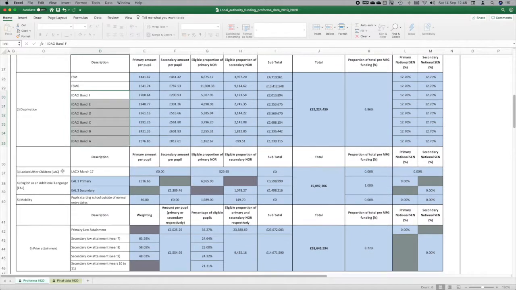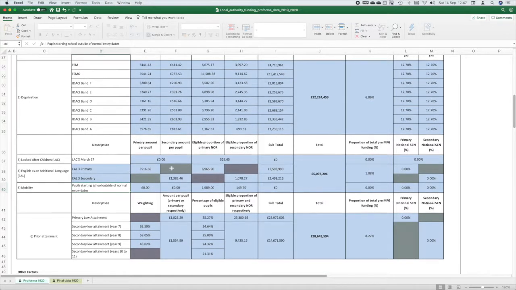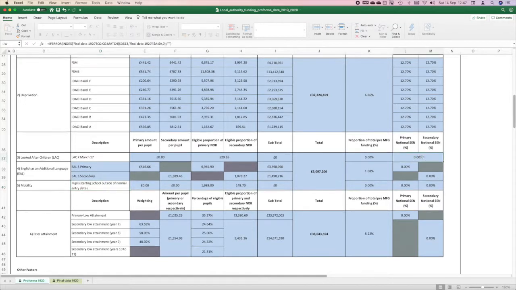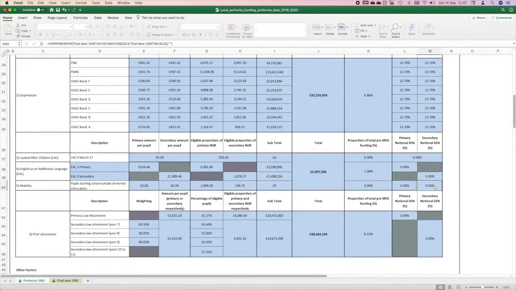Okay, looked after. I know my looked after numbers as well. EAL and mobility factors, so children who are starting outside of normal entry dates. So if they are joining you in year 4 rather than in year 3 if you're a junior school, or if they're joining you in January rather than in September because they've moved house. So these are all factors that might be used, but in the case of Northamptonshire they don't actually use that in their SEN allocation, their formula for that.